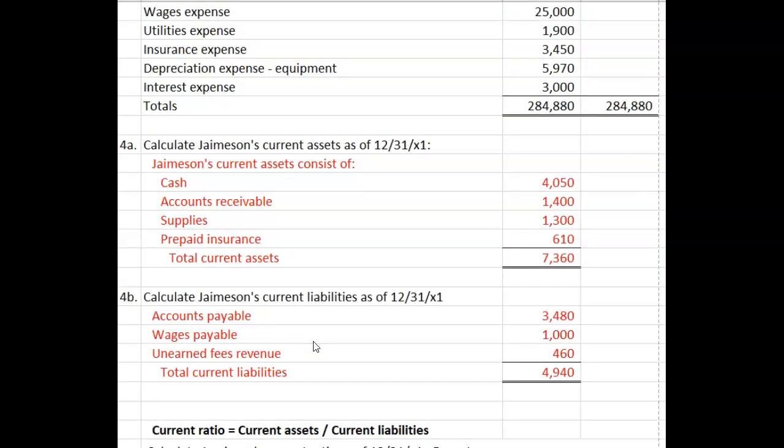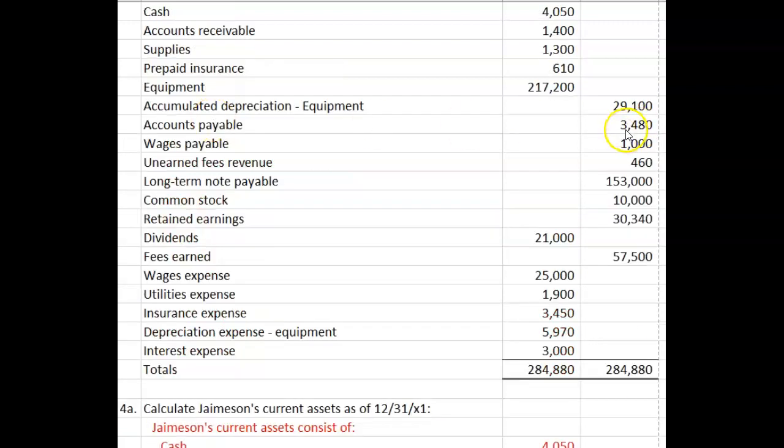Jameson's current liabilities consist of accounts payable, wages payable, and unearned fees revenue for total current liabilities of $4,940. That's $3,480 plus $1,000 plus $460. Obviously, long-term note payable cannot be considered a current liability. It specifies that it's a long-term obligation.